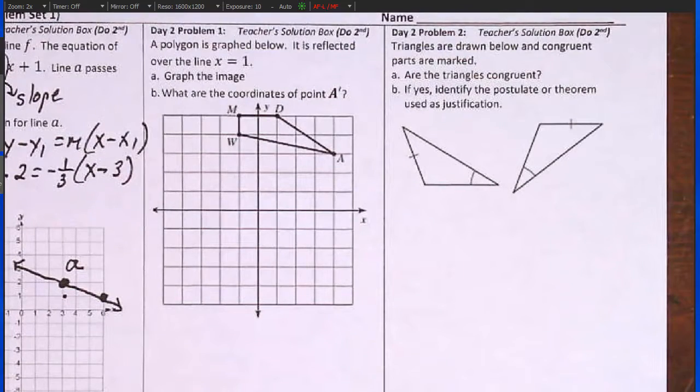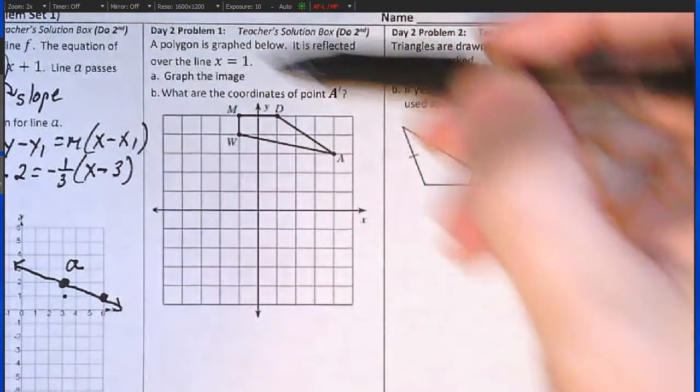Here's the answer for day 2, problem 1. Polygon is graphed below. It's reflected over the line x equals 1. Graph the image. We first need to draw the reflection line, x equals 1.